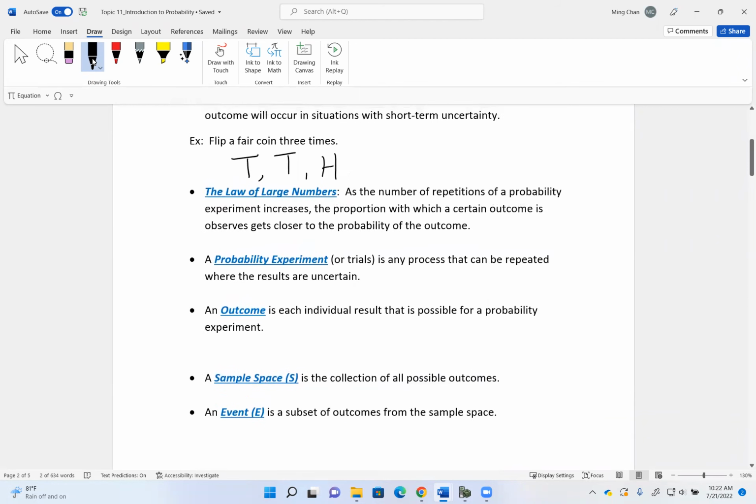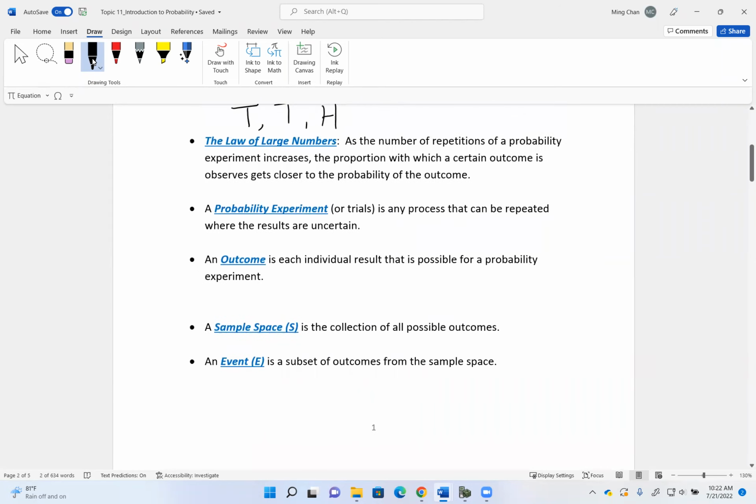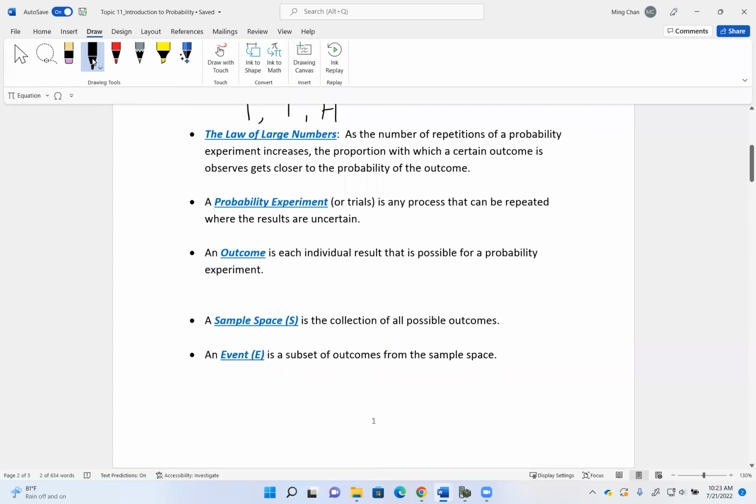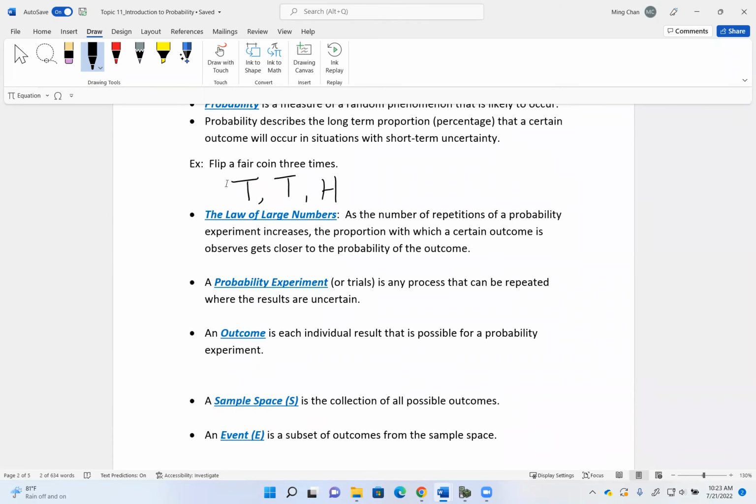So the law of large numbers tells us that as the number of repetitions of a probability experiment increases, the proportion of a certain outcome will get closer and closer to the true probability of that outcome. A probability experiment, or sometimes we call them trials, is any process that can be repeated where the results are uncertain. The outcome is each individual result that is possible for a probability experiment. The outcome for flipping the coin 3 times was tail, tail, and head.